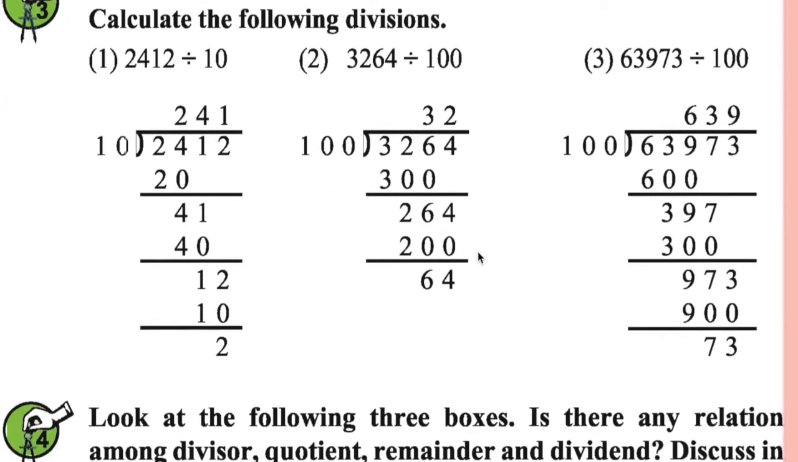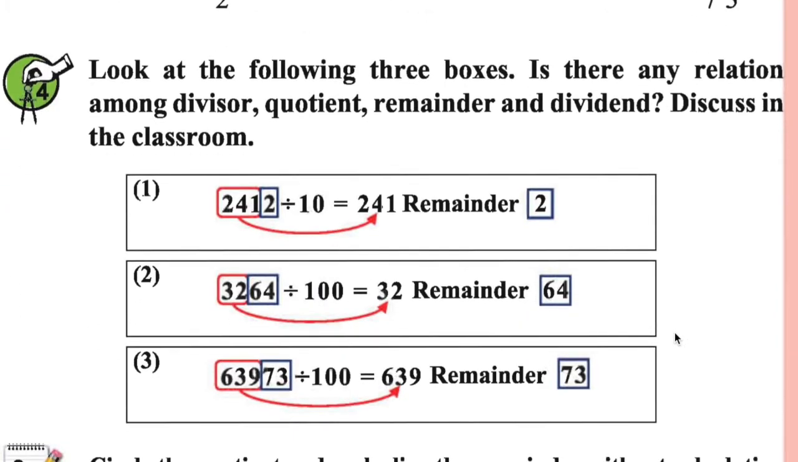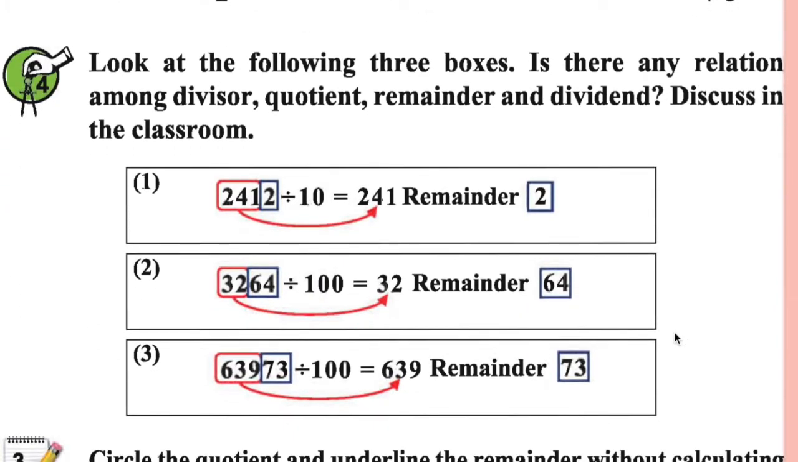Calculate the following divisions: 241, 2 as the remainder, or otherwise 240, 2 as the remainder. What about this 32, 3200, 64 as the remainder we will get. Here 639, 73 as the remainder. This one is quite easy when you do the division by 10 or 100. The division is quite easy.